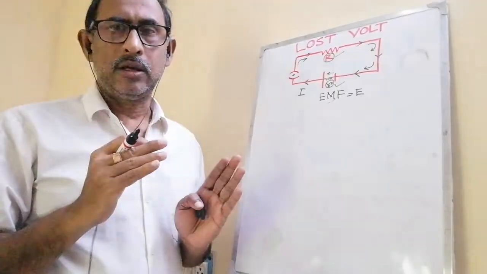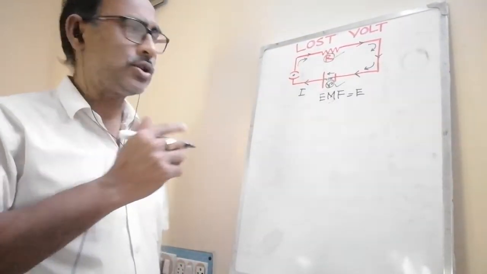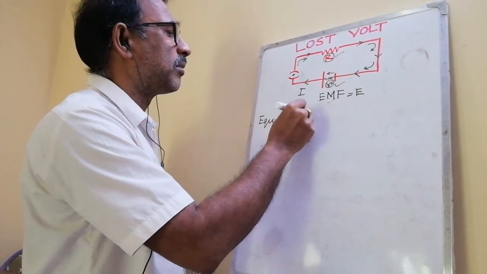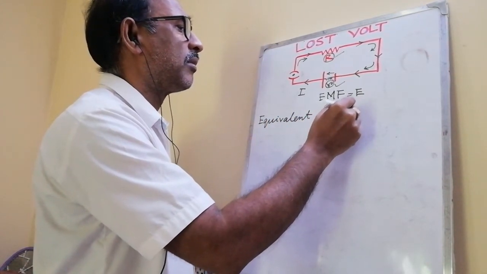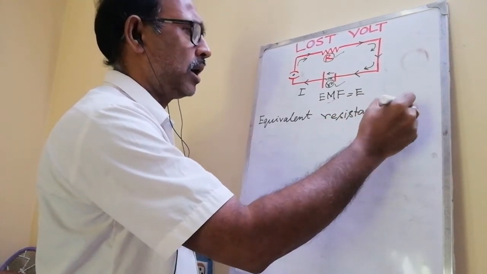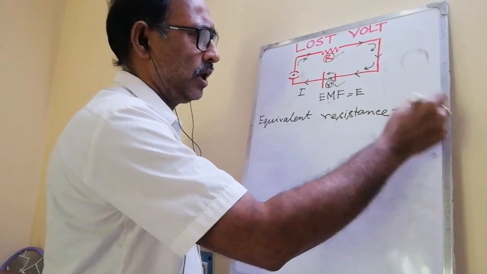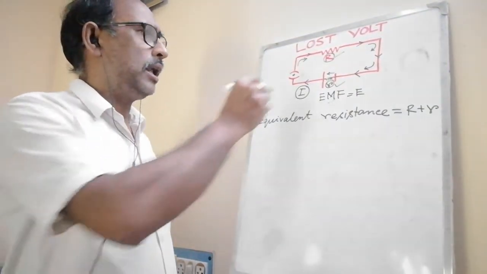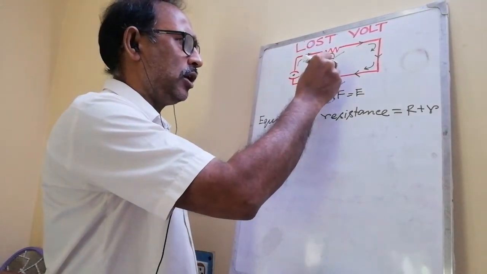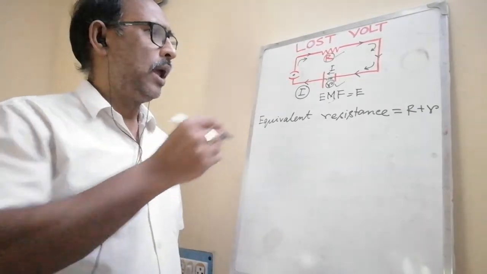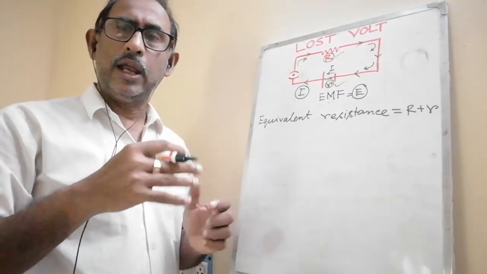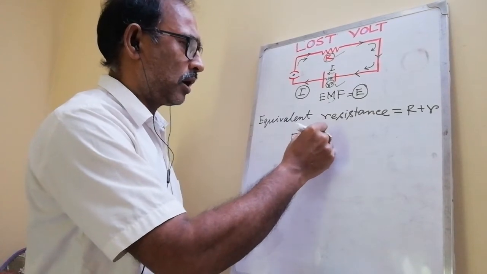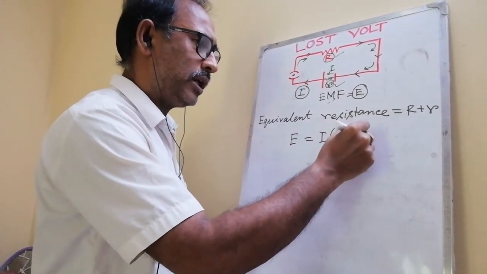If they are connected in series, then what will be the equivalent resistance of the whole circuit? It will be R plus small r. Let the current flowing through the circuit be I, flowing through the external circuit as well as the internal circuit. If the EMF of the cell drives the current in the whole circuit, then from Ohm's law, E is equal to current into the resistance of the whole circuit.